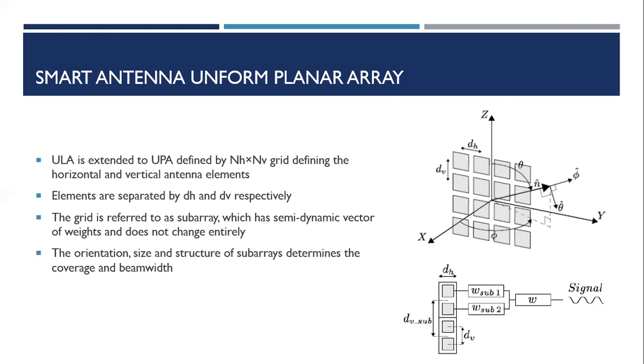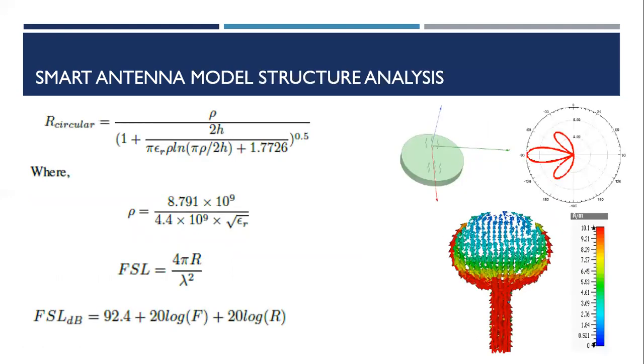Right. So the orientation, size, and structure of the subarray, and how many of the subarrays have a static or dynamic weight, will help us determine the coverage of the beam as well as the beam width. Beam width is the parameter that I was talking about earlier, HPBW, or half power beam width. Right. On the right, you can see the graphical representation of such a subarray, and we can also see here that different subarray weights can combine together in order to generate a specific signal in a particular direction as well. Right, so we will conclude the smart antennas on this one of the model structure.